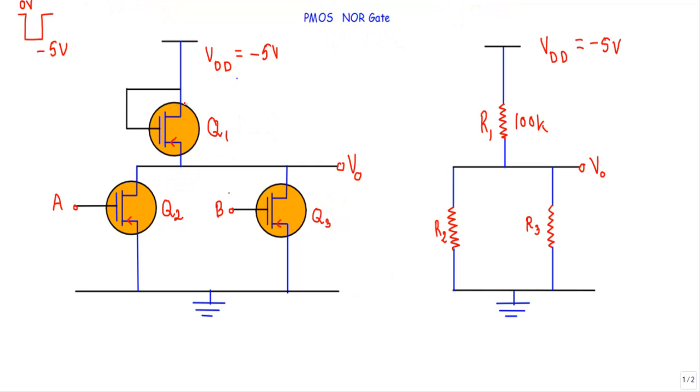Now let me talk about the logical operations of the PMOS NOR gate. Let's say in the first case, A will be 0, B will be 0. That means this terminal is connected to ground, and this terminal is also connected to ground. That means the transistor Q2 will be in off state, and Q3 will also be in off state. Off state or channel resistance will be 10 to the power 12 ohm.